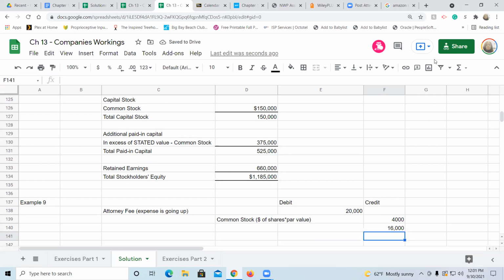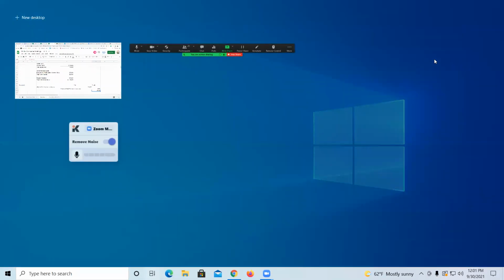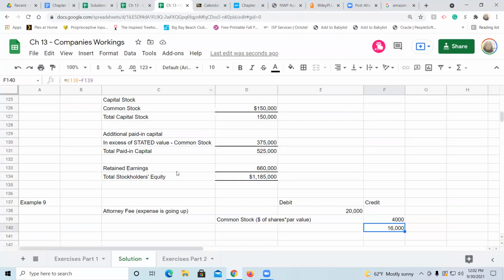Anybody want to take a guess? You can just shout out what you think this account is going to be, or you can put it in the chat. Any takers on what that account might be? Paid-in capital in excess of par value. Yep, common stock, paid-in capital in excess of par value for the common stock.